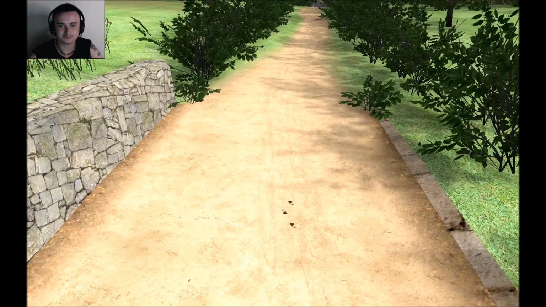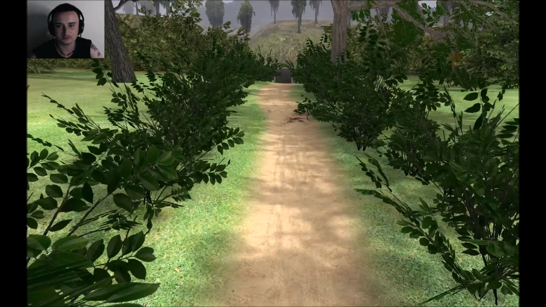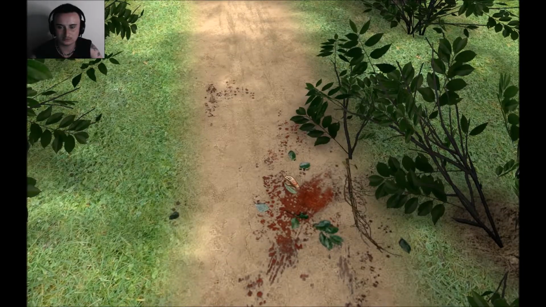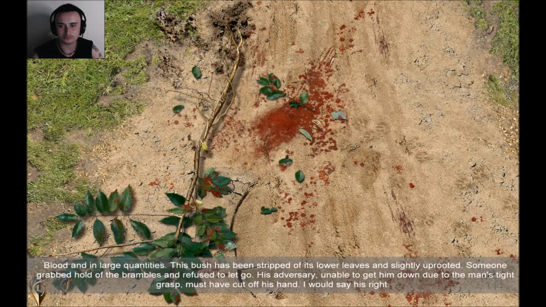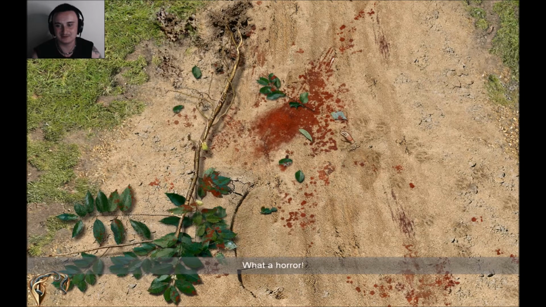More blood. And drag marks. There are signs of a struggle here. Perhaps Arnson regained his senses and fought back. Blood, and in large quantities. This bush has been stripped of its lower leaves and slightly uprooted. Someone grabbed hold of the brambles and refused to let go. His adversary, unable to get him down due to the man's tight grasp, must have cut off his hand. I would say his right. What a horror! Rather, and quite determined.